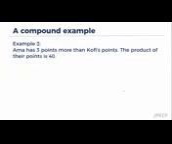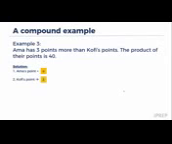We are being told that Amma has 3 points more than Kofi's points. The product of their points is 40. So we are expected to write an algebraic expression for this. Let's assume we don't know Ahmed's points because we have not been given Ahmed's point. We have only been given the difference between Ahmed's point and Kofi's point. So we are going to assume that Ahmed's point is represented by the variable a. And we are going to use k to represent Kofi's points.